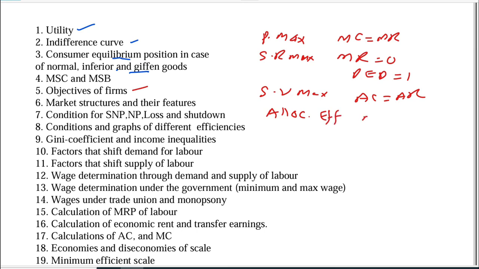And for allocative efficiency, marginal cost is equal to average revenue. And these are the important things that you must know, the conditions that you must know, and you must be able to identify from the graph as well. And another important objective that is tested is relevant to prisoner's dilemma, right? Prisoner's dilemma, you must know how firms cheat each other.